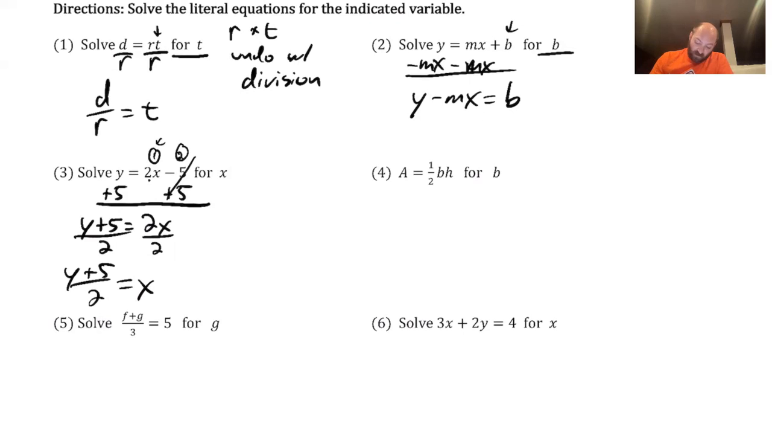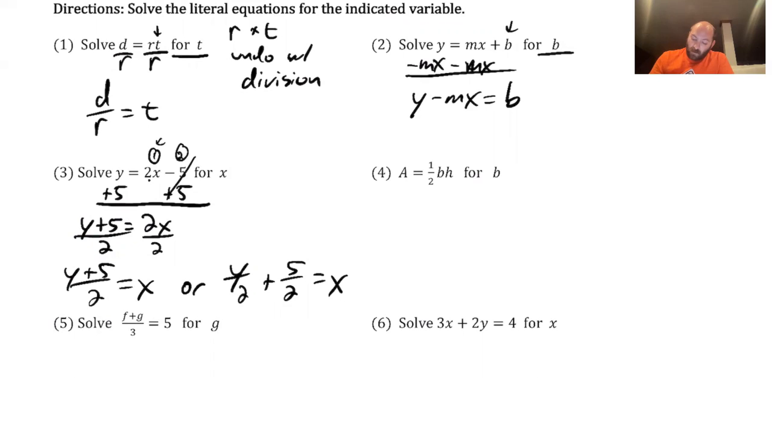Another option, because I'm dealing with fractions, is that instead of dividing just the whole side by 2, I could actually divide every term by 2. So I could split this up as y over 2 plus 5 over 2 is equal to x. Either answer is acceptable. It's fine.